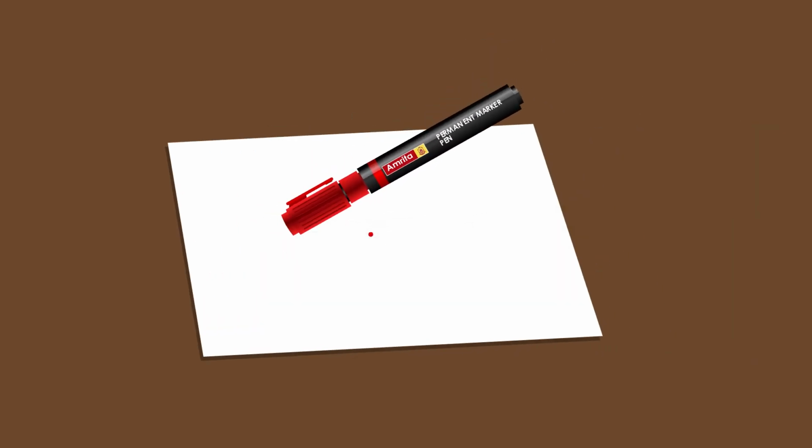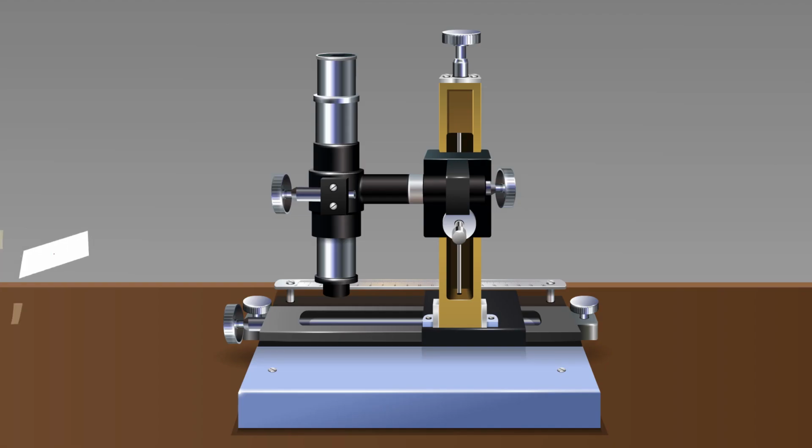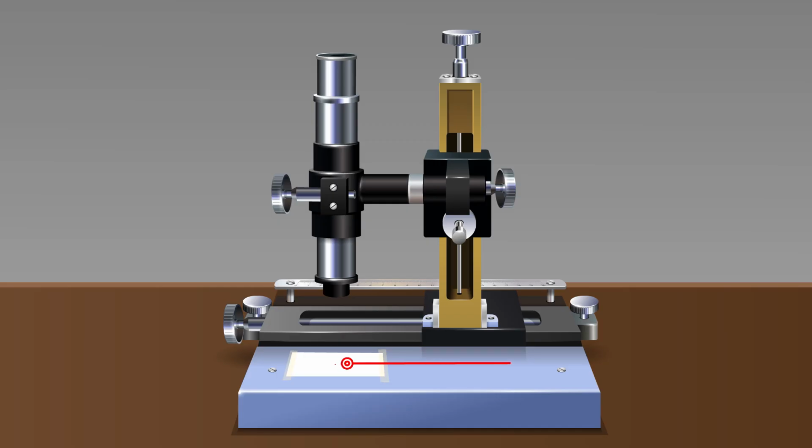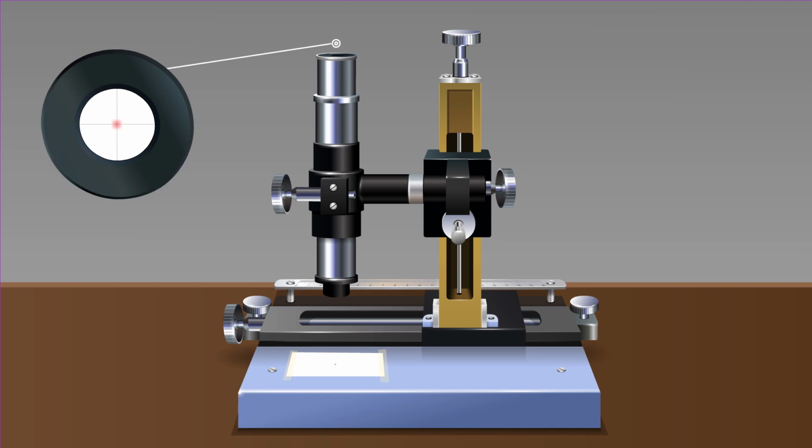Put a mark on a sheet of paper and place it on the horizontal platform of the microscope. Use an adhesive tape to stick it in place. The mark will serve as our point P. Make sure that the lens system of the microscope is vertically above the mark.